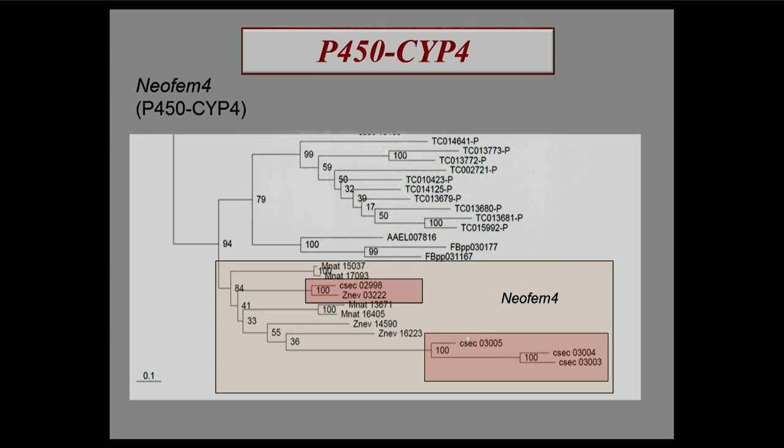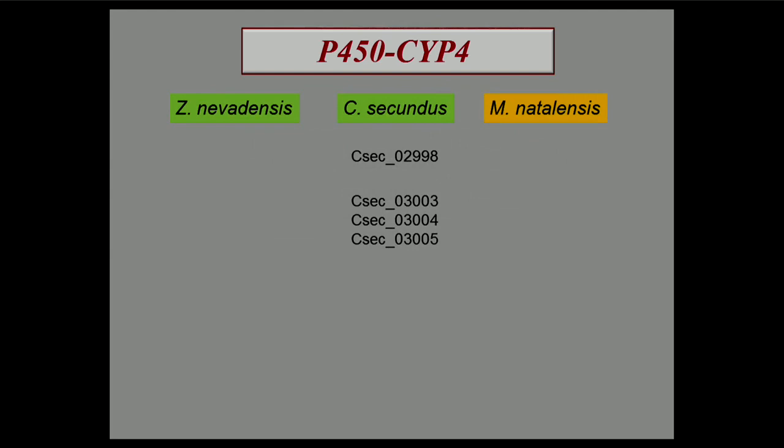Then what you can see here is that Cryptotermes secundus, so our species, obviously has species-specific duplications of this P450 gene. But its closest ortholog is one from Zootermopsis nevadensis. And so Zootermopsis nevadensis also has some lineage- or species-specific expansions of a P450 gene. And as this is still not very clear to see, I will show you more details here. What we found in Cryptotermes secundus is a duplication of this P450 gene, and here actually is our NeoFem4 gene.